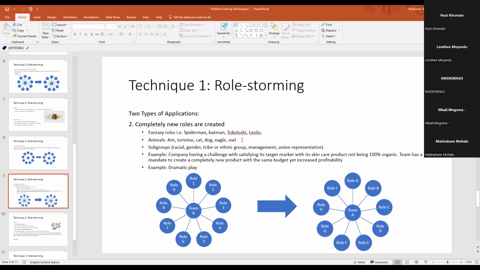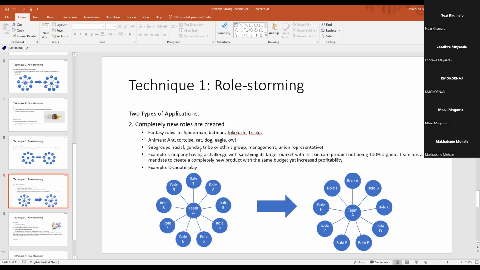So the team are now forced to be creative to accommodate the new characters, right? So that's where the creativity comes from. And then you can also choose from the animal kingdom. It can be an ant, a tortoise, a cat, a dog, an eagle, an owl. Creativity again will come from how this eagle normally acts or behaves and where it lives and so forth. And then also from subgroups, you've got your racial, your gender, your tribe, your ethnic group.